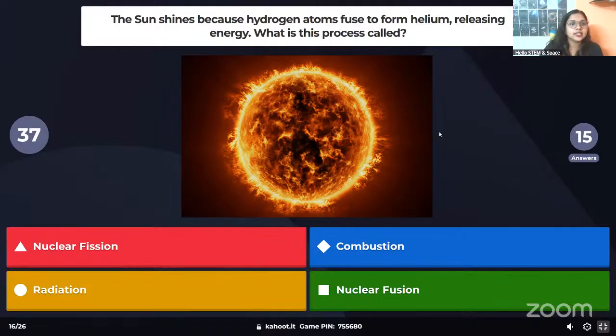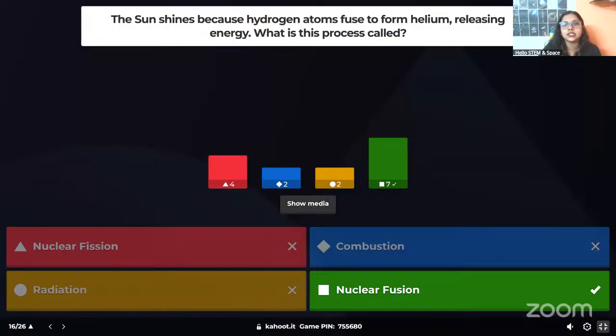Let's see. Is it nuclear fission? Is it combustion, radiation, or nuclear fusion? It's also a little complicated question. I hope you all must have heard about this process somewhere. Is it nuclear fission, combustion, radiation, or nuclear fusion? Again, I can see most of you have locked your answers. So I'm not wasting much time. Let's see the correct answer.